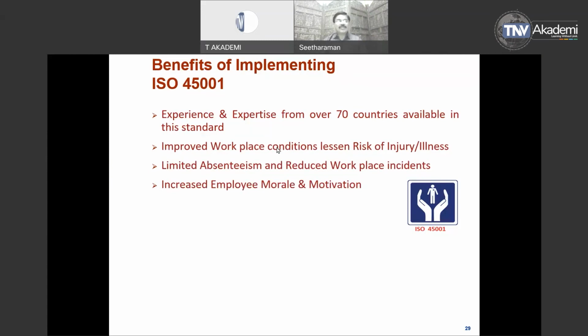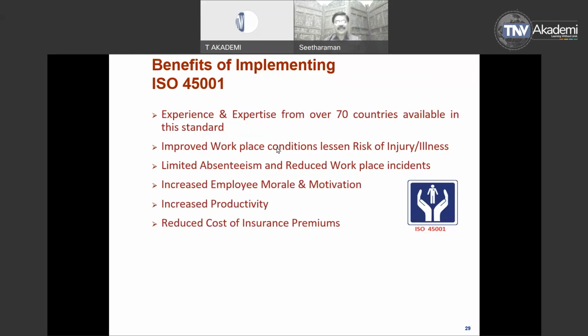Then increased employee morale and motivation. People are happy that the organization is taking care of their health and well-being while they are at work. So they are motivated, and they will contribute more to the organization, which will lead to increased productivity, so that it will be helpful for the organization to reduce cost, including the cost of insurance premium.